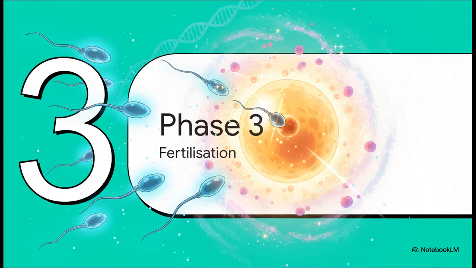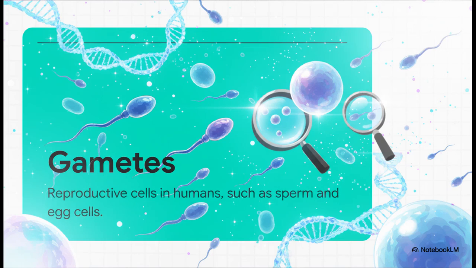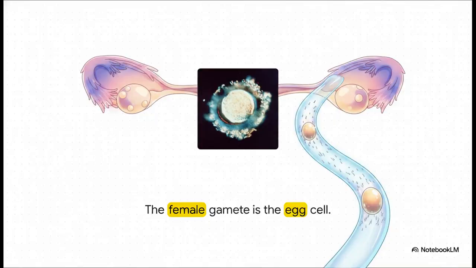Which leads perfectly into Phase 3, the meet cute, also known as fertilization. But before these cells actually meet up, we need to define what they are. They're called gametes. These specialized reproductive sex cells are the absolute fundamental ingredients required for sexual reproduction to work. You literally cannot have the story of human reproduction without these two specific players. Let's look at the first player, the female gamete, or the egg cell.